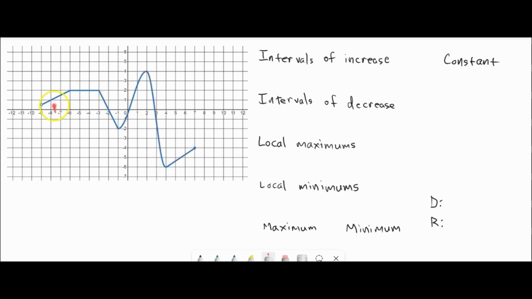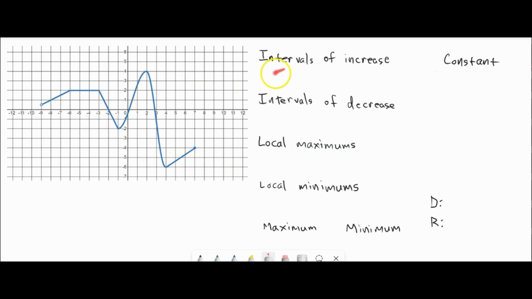If we're going uphill, then it's an interval of increase. So there's an interval of increase, here's an interval of increase, and here's an interval of increase. If we're going downhill, then it's an interval of decrease. This is also an interval of decrease. However, we do have these places where it neither goes up or down. It's flat, and that would be an interval where it's constant. That would be a constant interval, okay?